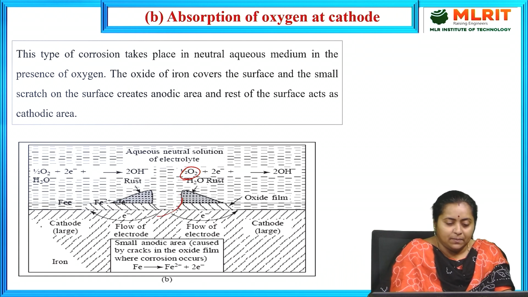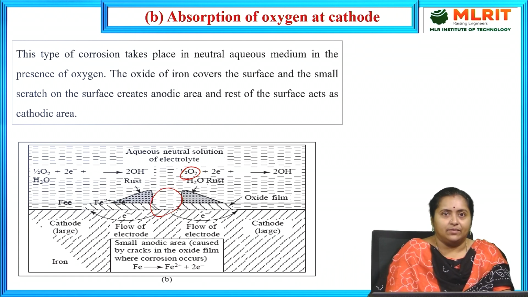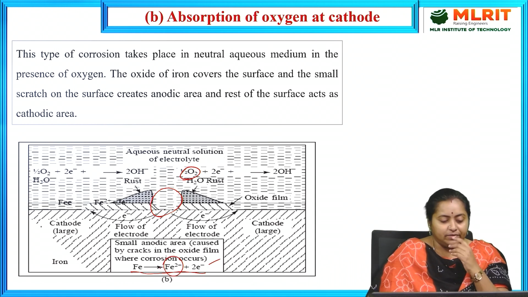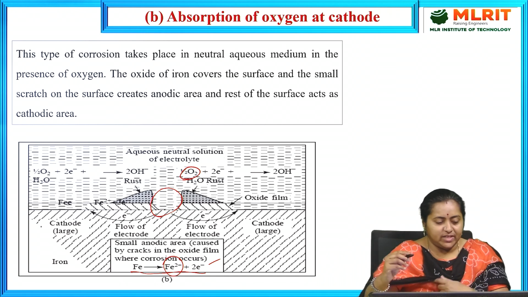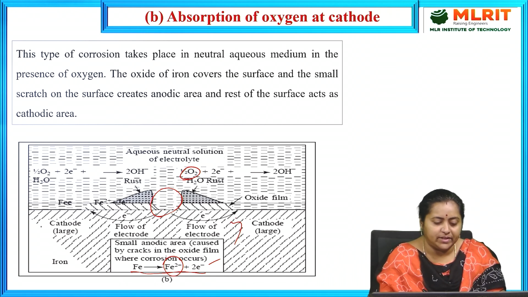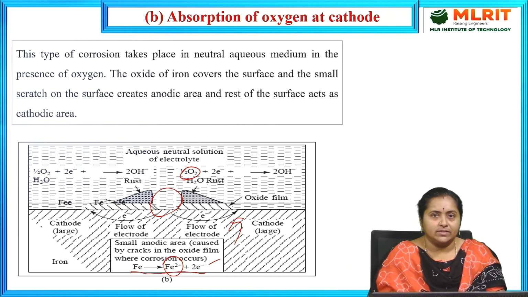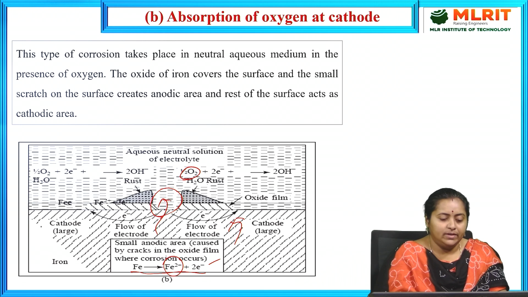So this small part, the pore or crack, will act like the anode. What is this anode doing? The anode is nothing but the iron. By involving in oxidation, that is, losing electrons, it is converting into the corresponding ferrous ions. So these ferrous ions will move in the upward direction along with the electrons.